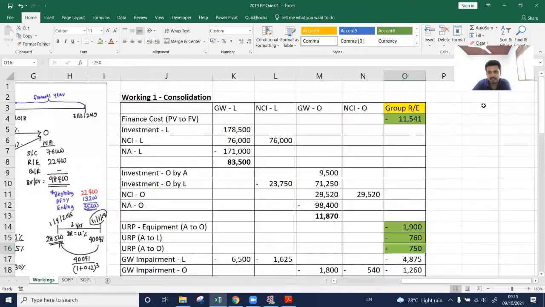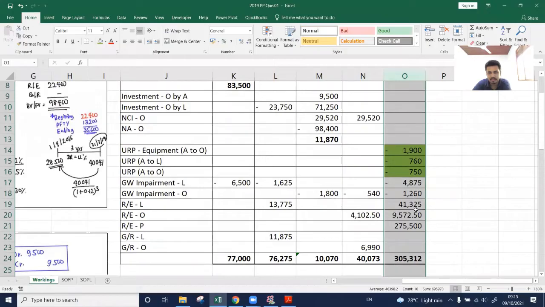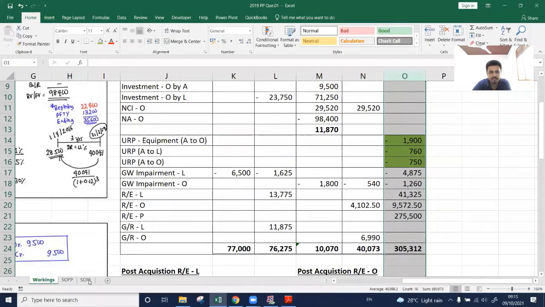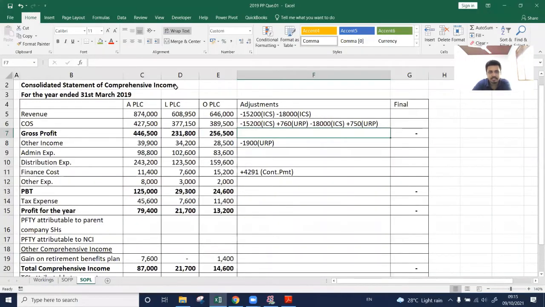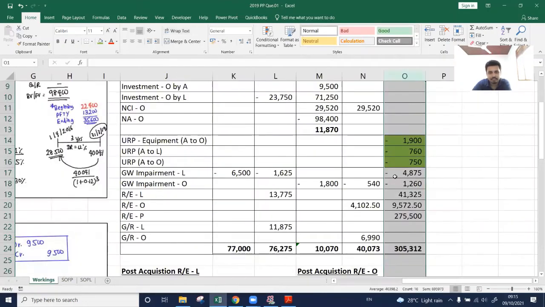We are referring to this column, group retained earnings column. A column එක දිහා බල බල තමයි consolidated comprehensive income statement එක හදන්නේ.